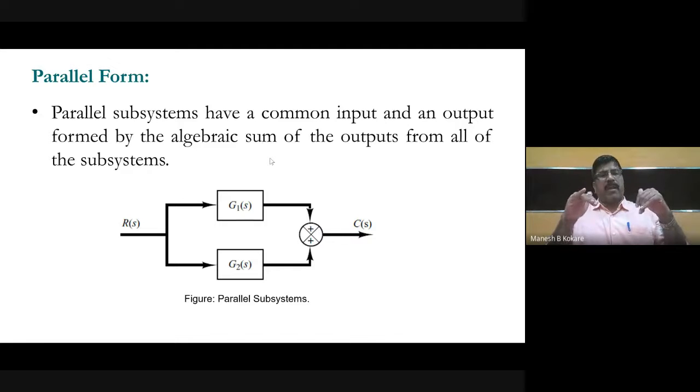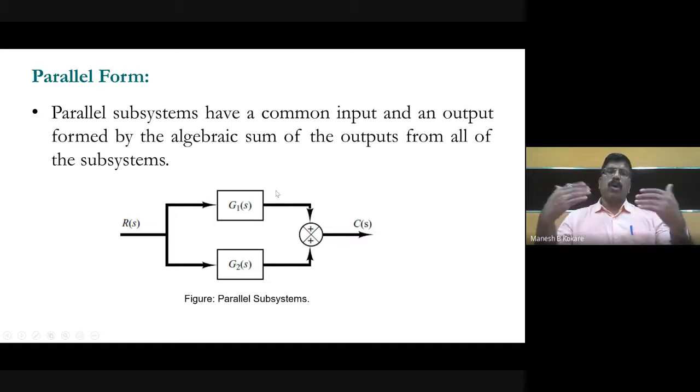are connected in parallel. See that blocks G1 and G2 are connected in parallel. See that this R of S is the same signal which is given as an input to G1, and then R of S, the same signal, is given as an input to G2 of S. So this is one system, this is another system. They are parallel to each other, and then finally this one.